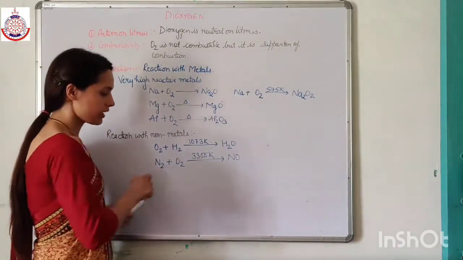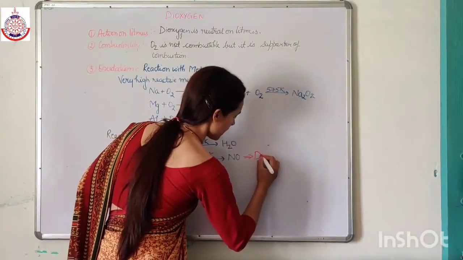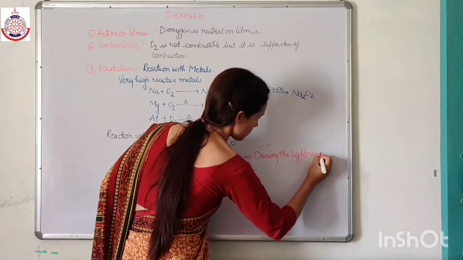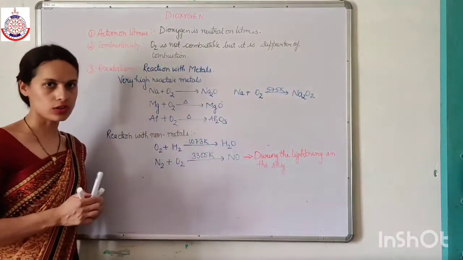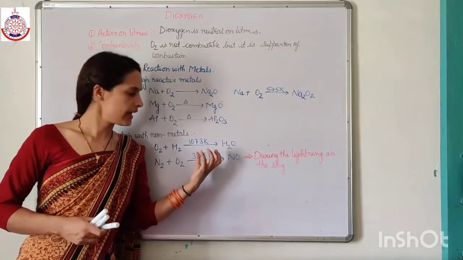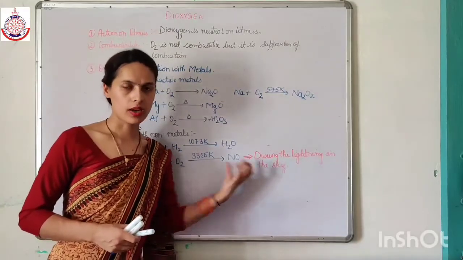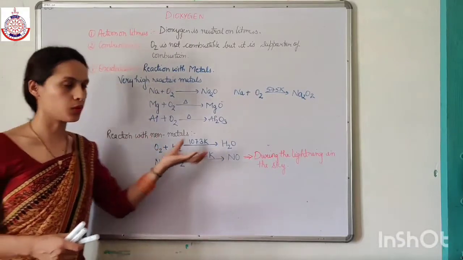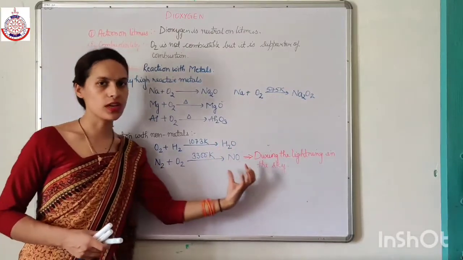And this reaction occurs in our sky during lightning. Because in our atmosphere we have both gases, nitrogen as well as oxygen. During lightning the temperature reaches up to 3300 Kelvin, and at this temperature dinitrogen and dioxygen react to form NO. So in this way dioxygen reacts with non-metals to form the respective compounds. O2 plus H2 gives H2O, N2 plus O2 gives NO.